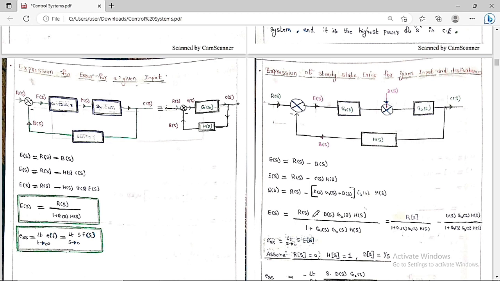If I split this into two parts, then I am going to get R of s by 1 plus G1 of s, G2 of s, H of s, minus D of s into G2 of s into H of s by 1 plus G1 of s, G2 of s, H of s. So I have split this denominator into two parts. This is the expression that I am going to get. This is because of the input and this is because of the disturbance. Here R of s is there, so this is the error because of input, and here D of s is there, which means this is because of the disturbance.